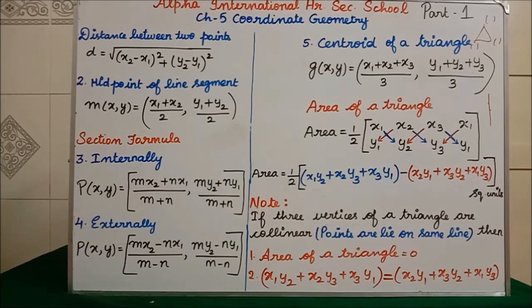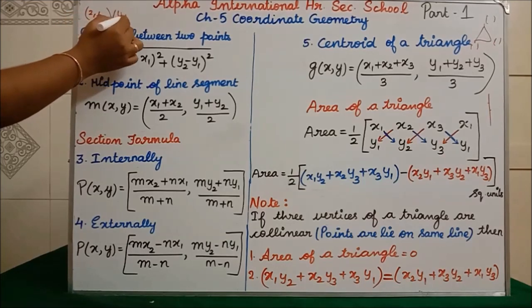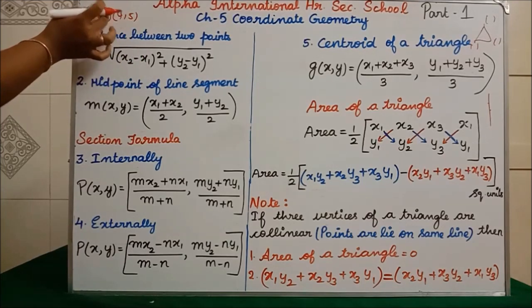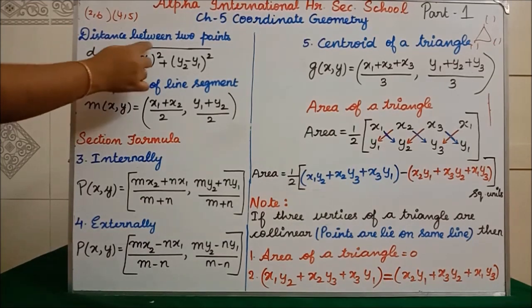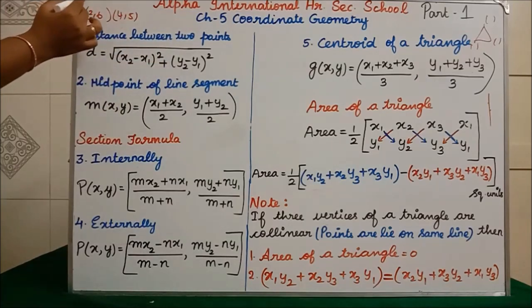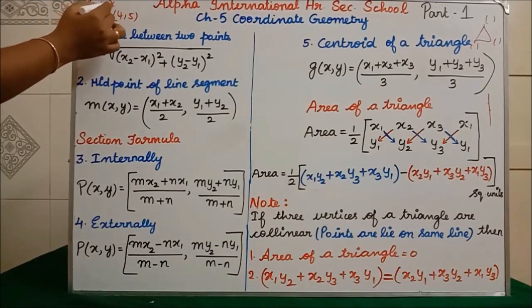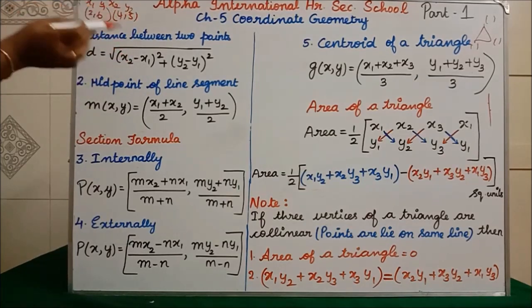The first formula is the distance between 2 points. Suppose they give you 2 points, consider 2, 6 and another point 4, 5. They ask to find the distance between 2, 6 and 4, 5. How will you find it? You take d is equal to square root of x2 minus x1 the whole square plus y2 minus y1 the whole square. We consider this as x1, this as y1, this is x2, this is y2. Wherever you have x2, substitute, wherever you have x1, substitute the value and you find the value. That's it. Clear to all of you?